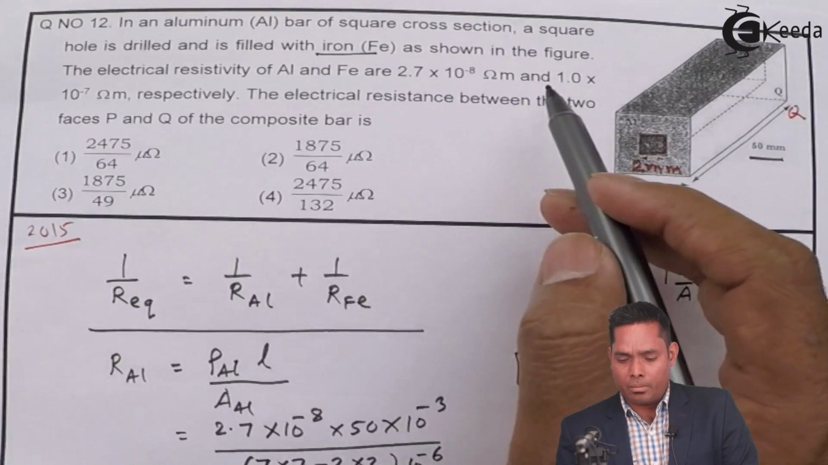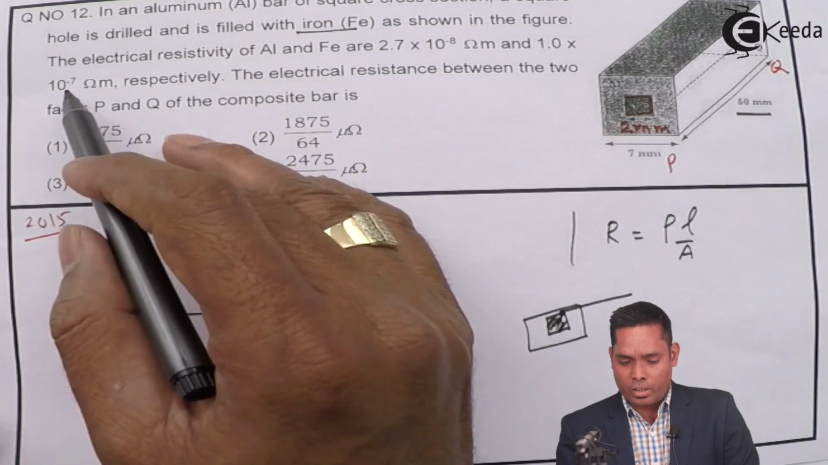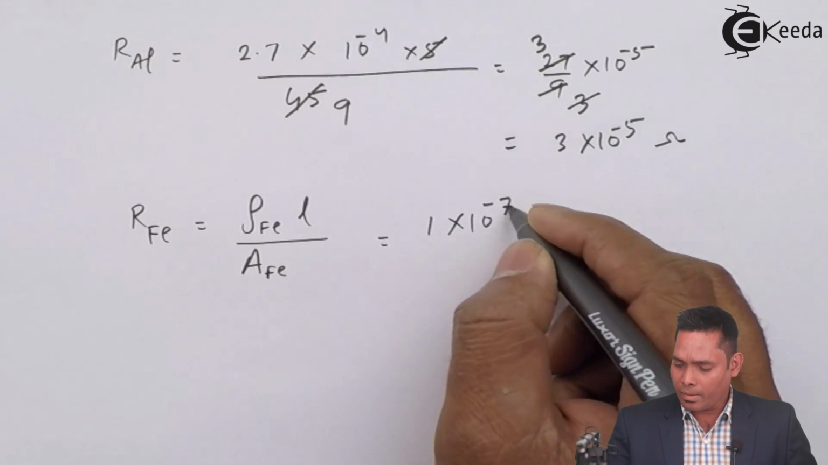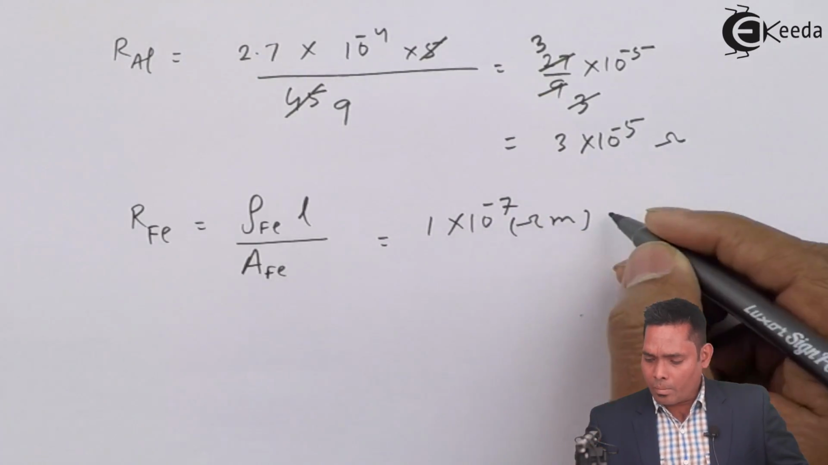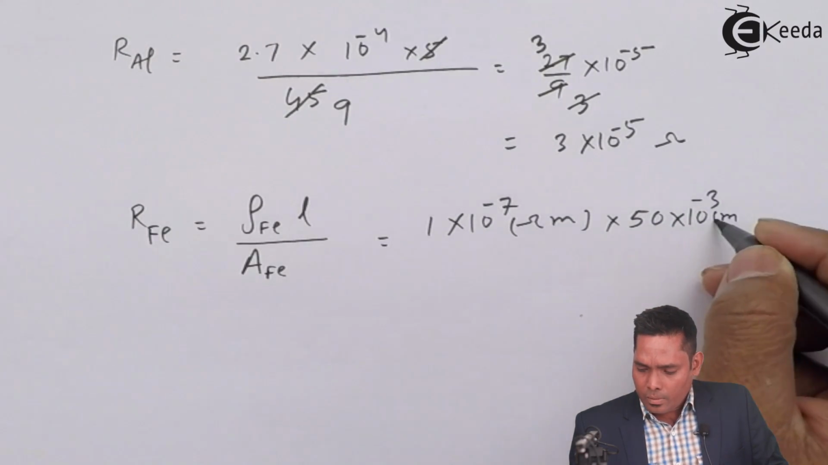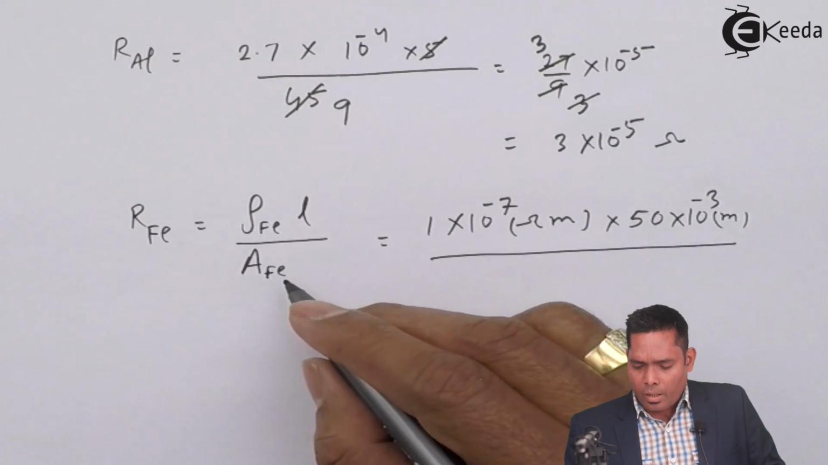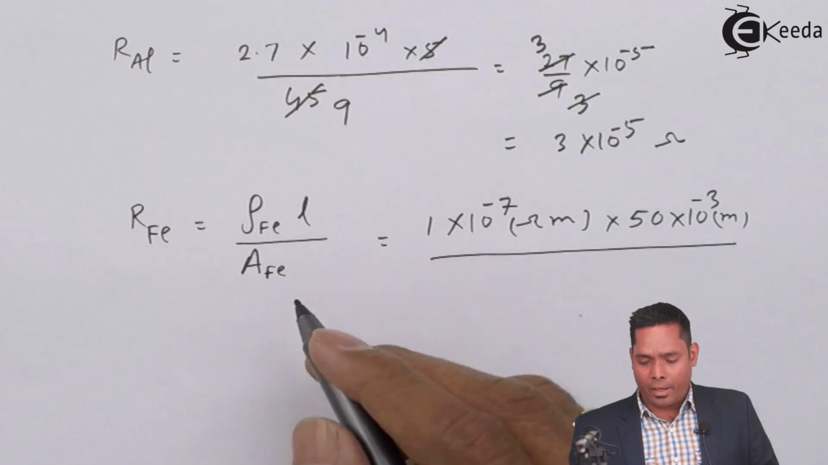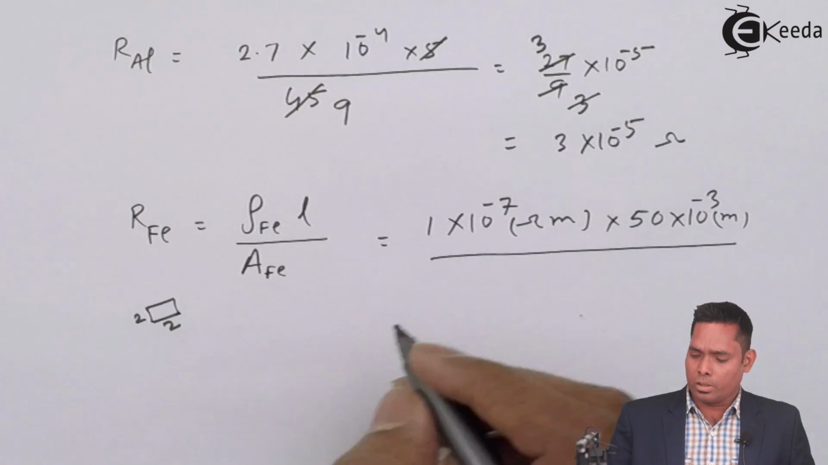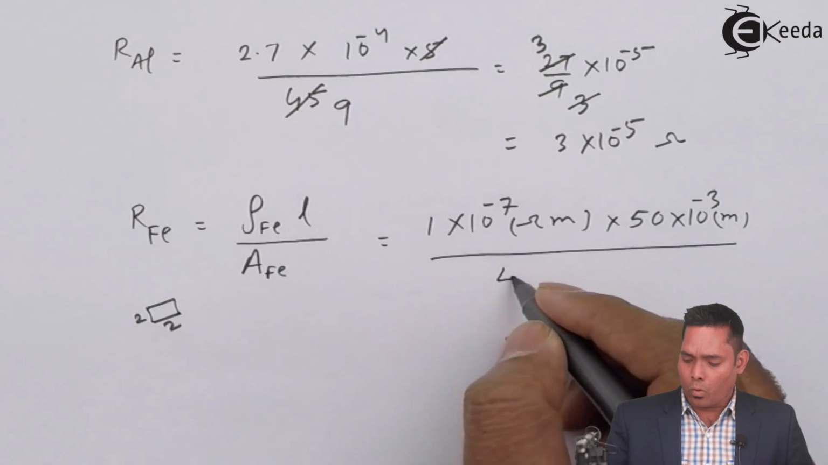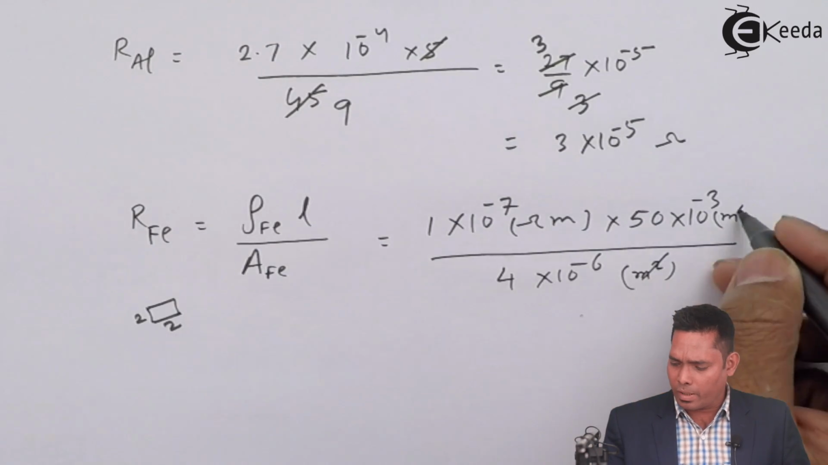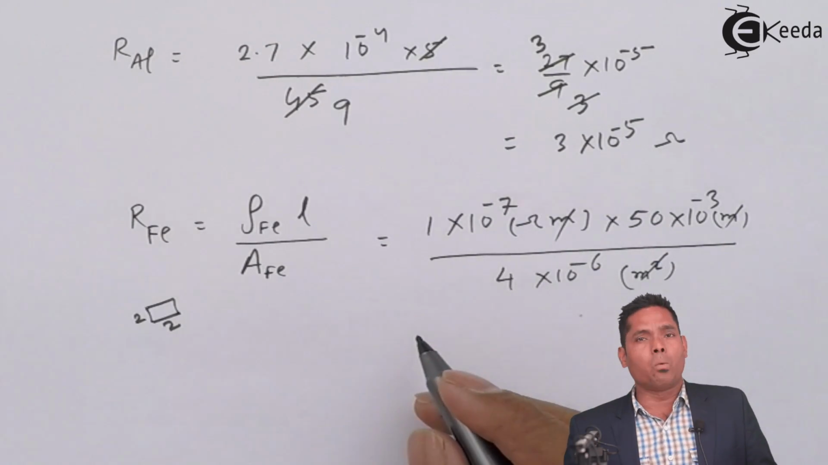Resistivity of aluminum is given as 1 × 10^-7 ohm meter, multiplied by the length, which is 50 mm, which is 10^-3 meter, divided by the cross-sectional area of iron, which is 2 by 2 sides, so it is 4 × 10^-6 meter square. This meter square and this meter square cancel, leaving us with ohm.